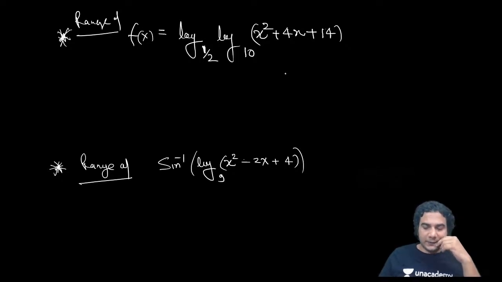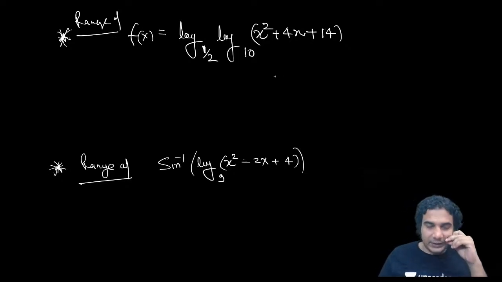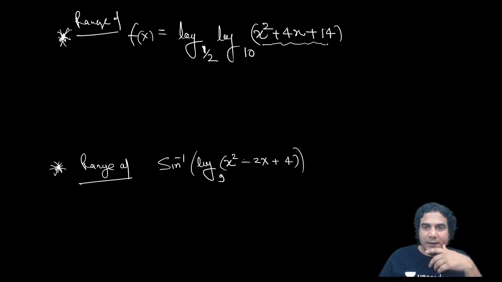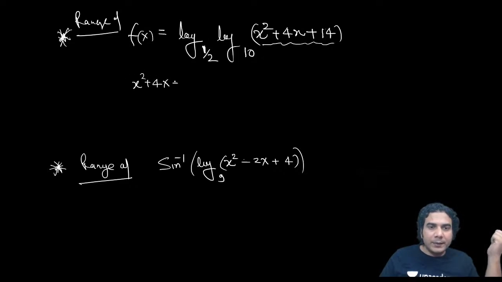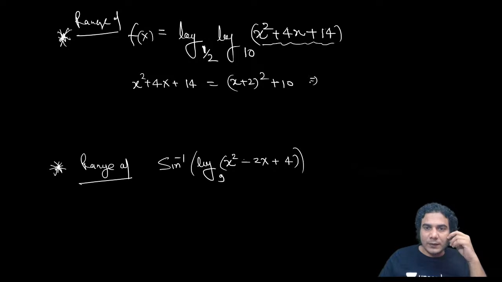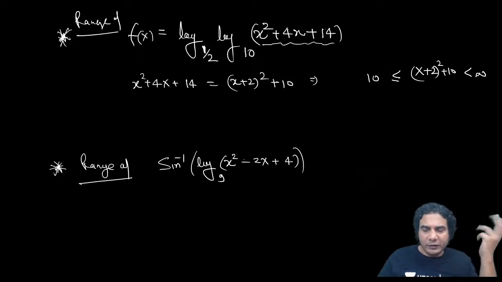Okay, so you're getting all negative real, Vamsi, and Siddharth is getting all real numbers. Let's see. If I start with the innermost function, I can write x square plus 4x plus 14. Whenever it is a quadratic, you can write it as a perfect square. So x plus 2 the whole square plus 10, right? So now x plus 2 the whole square plus 10 is always greater than or equal to 10 and less than infinity. Minimum value will be 10, since the square can be 0.